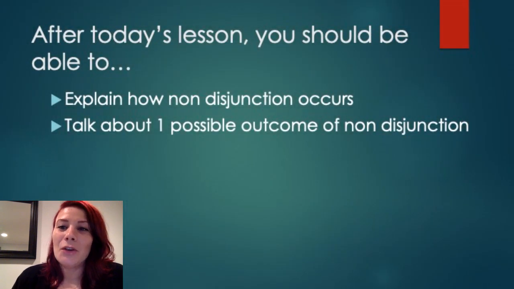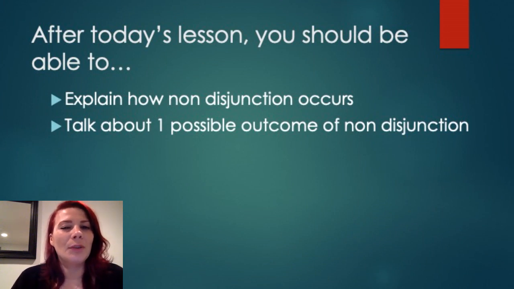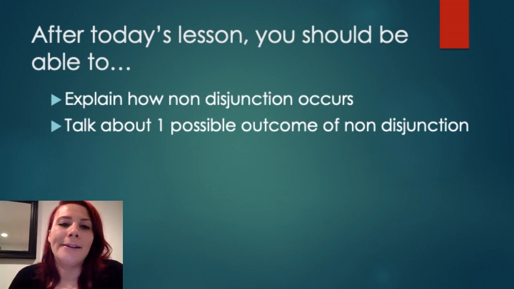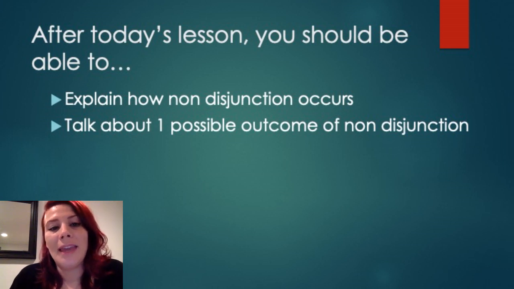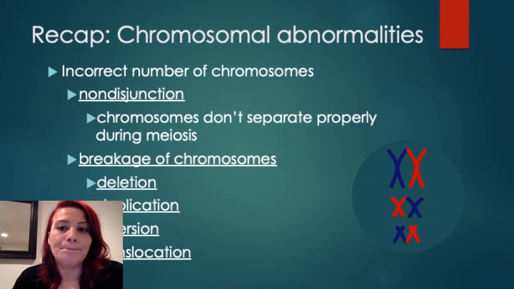All right, so by the end of today's lesson, you should be able to explain how non-disjunction occurs. And remember, that's the idea that those homologous chromosomes or sister chromosomes don't separate properly, so they're not distributed properly in the gametes. We're also going to talk about one possible outcome of non-disjunction, what can occur if it is a viable error.